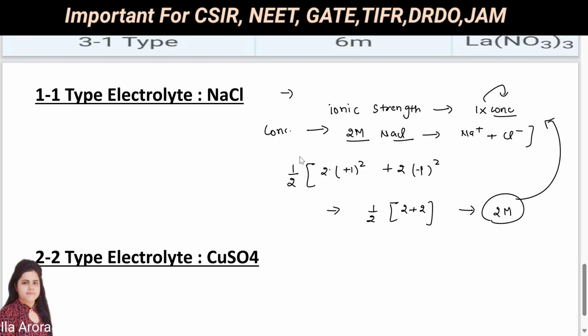For the second example also you can consider. Here the ionic strength will be 4 into concentration. So whatever the concentration is, just multiply by 4 and you will get your ionic strength.